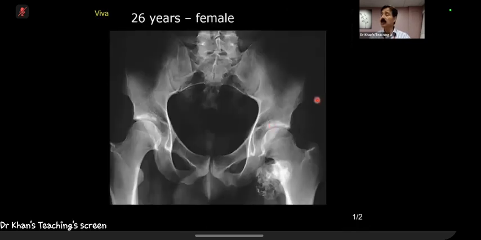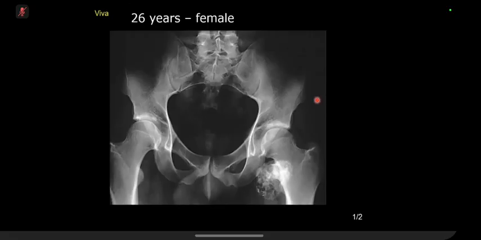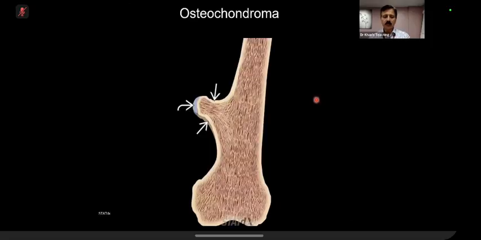Okay, candidate 2, this is your last case. And candidate 3, please be ready for your next. What is your spot diagnosis? Just give me the diagnosis, very easy case. Osteochondroma. In osteochondroma, there is what we call an exostosis, a cartilage cap exostosis. This is the cartilage cap.